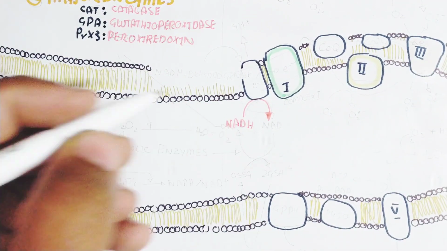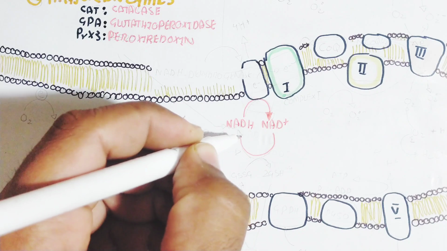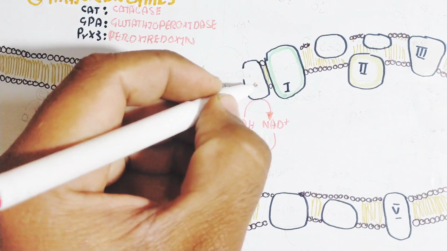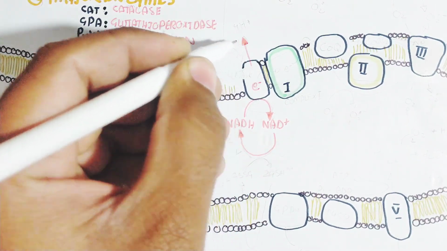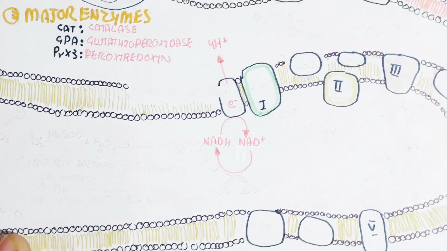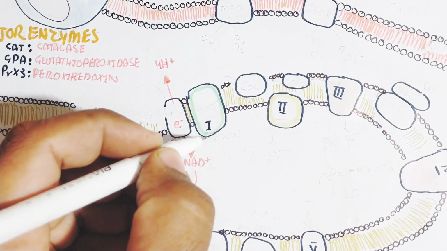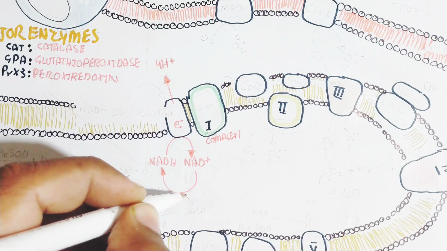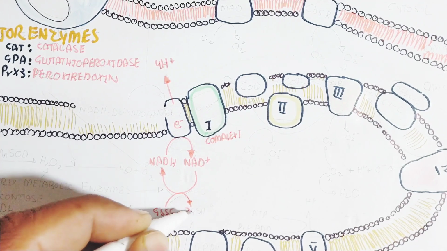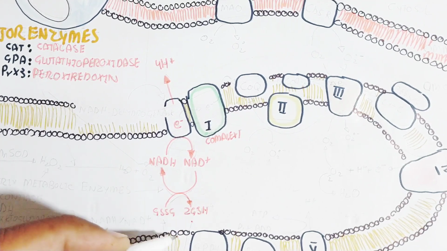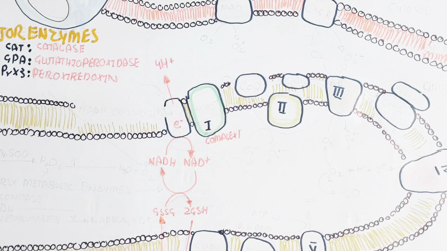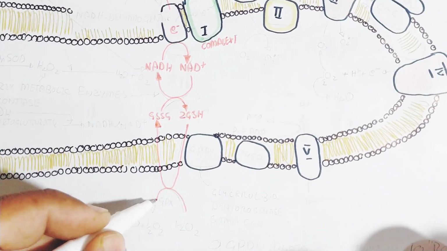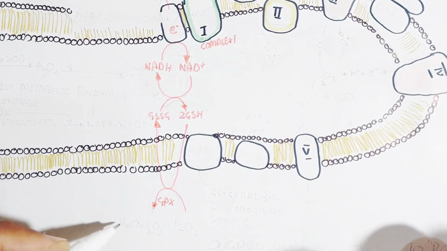So how is it possible? Here is the NADH dehydrogenase enzyme, which is present in complex 1. It oxidizes NADH to pump out 4 protons, and it accepts the electron to donate to complex 1. So basically it is part of complex 1.